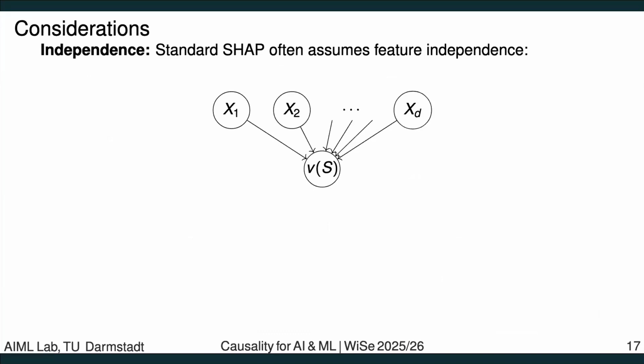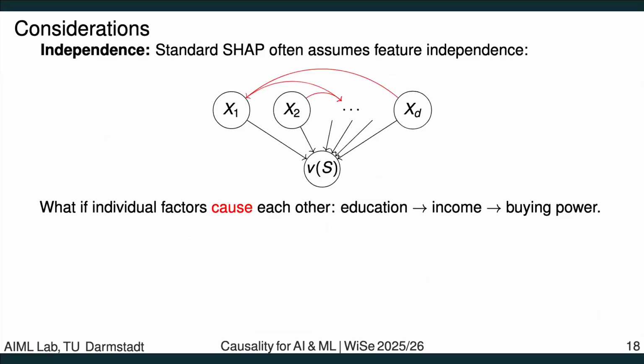So if we look at that in terms of graphical models, we could view it like this. We have all our features and they get fed into this value function in the end. And the standard approach usually assumes that all those features are independent. But most of the time, if we have real-world observations, we might observe some causal links in there. So, I don't know, education influences income, influences buying power, and we feed all of those factors into the value function.